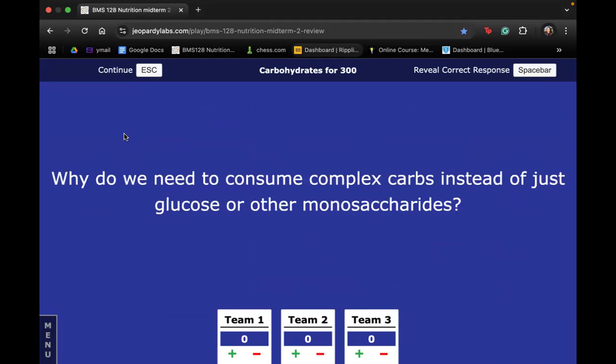Why do we need to consume complex carbs instead of just glucose or other monosaccharides? Why can't we just eat candy all day? That's what the kids want to know, you know? I think because complex carbs have starch and fiber, and that's important for our digestion.